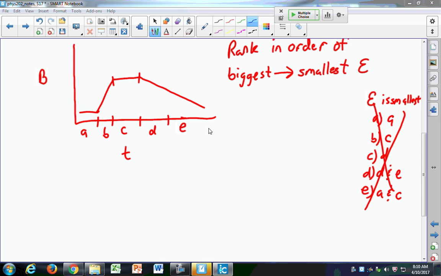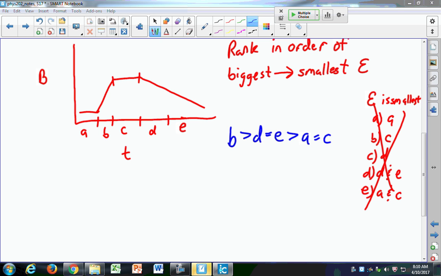What was I saying? Oh, biggest to smallest EMF. So our biggest is at B. The next biggest is D, but these are also equal to E. And then the next biggest to that is A. And A is equal to C because the magnetic field is not changing either at A or at C. So the biggest is at B because the slope is the biggest.